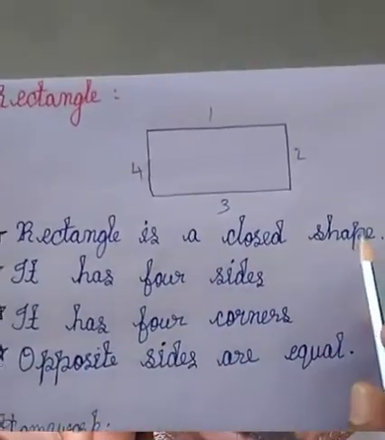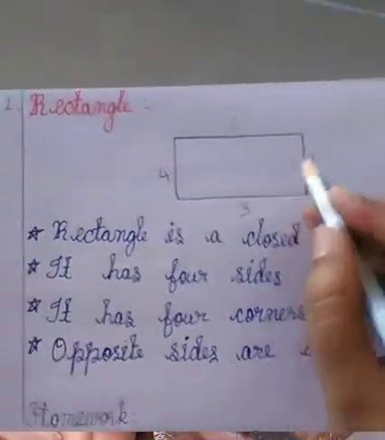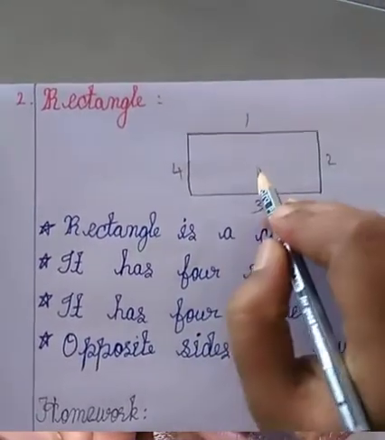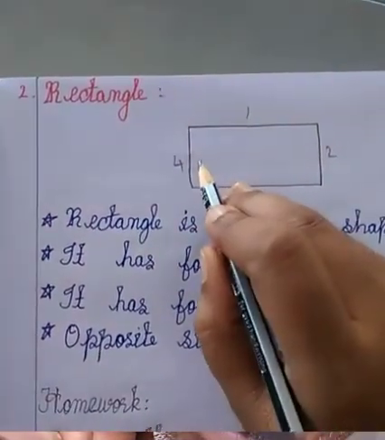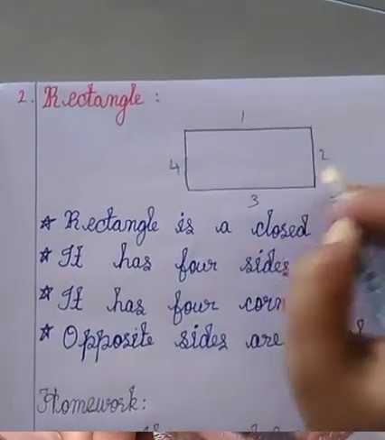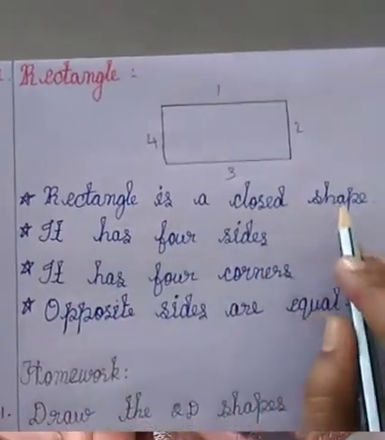A rectangle is a closed space. Like the square, it is also a closed space. There is no open space in the rectangle. All the sides are joined in a line. Okay, this is called closed space. There is no open space. That's why a rectangle is a closed space.